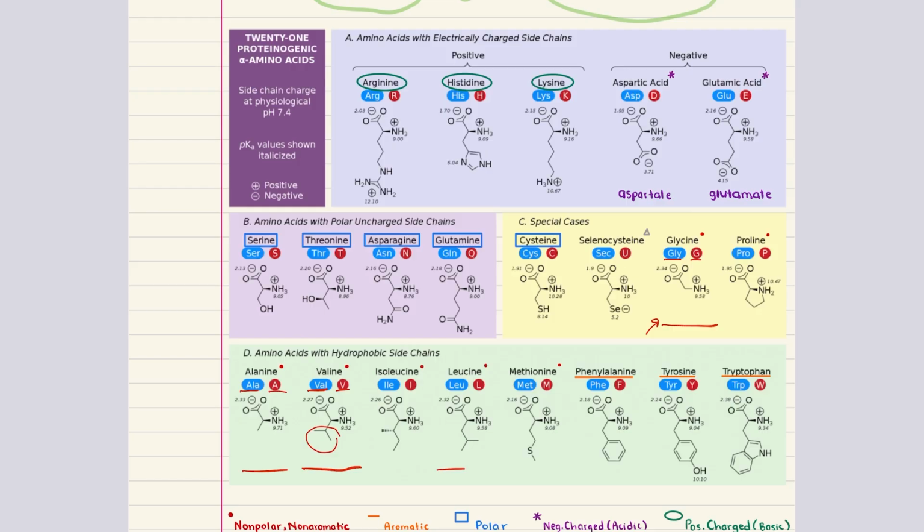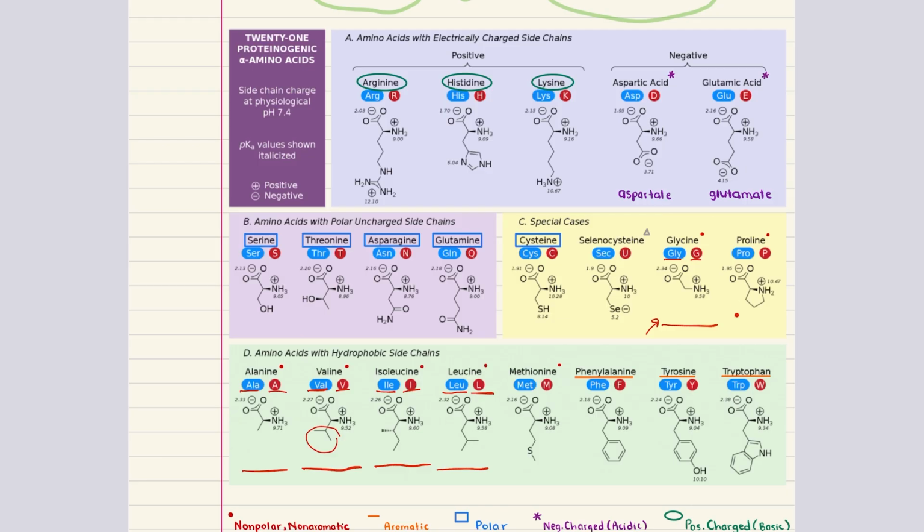Then there's leucine and isoleucine that are also branched chain amino acids. They're hydrophobic and they're commonly found packed in the cores of folded proteins. The three-letter abbreviation for leucine is LEU, and its one-letter code is L. The three-letter abbreviation for isoleucine is ILE, and its one-letter code is I.